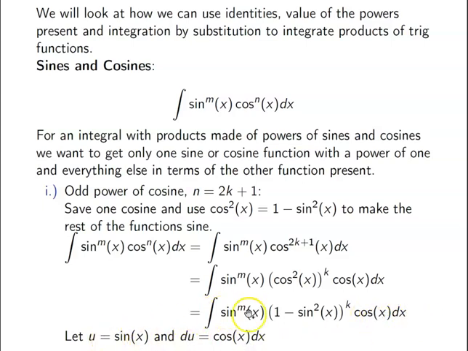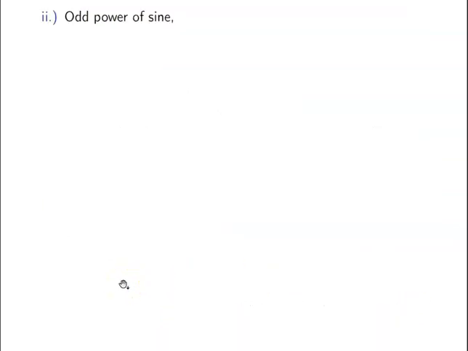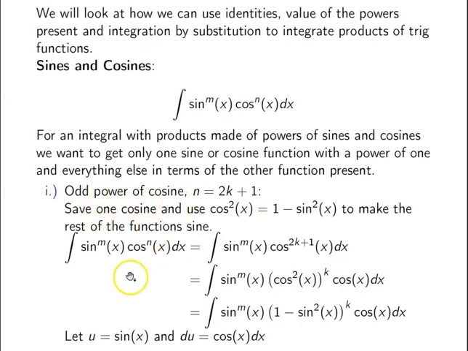Then everything here would just be sine. This would be u to the m times 1 minus u squared to the k. That's just a polynomial at that point, very, very easy to simplify and to integrate after that. So that is an odd power of cosine.